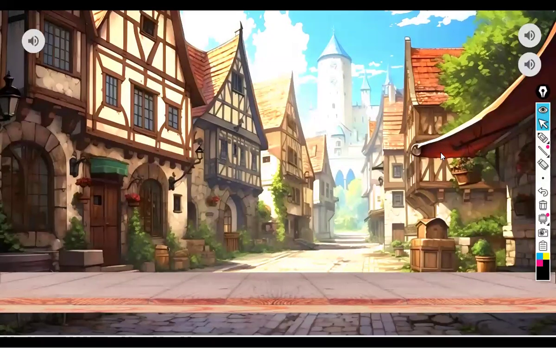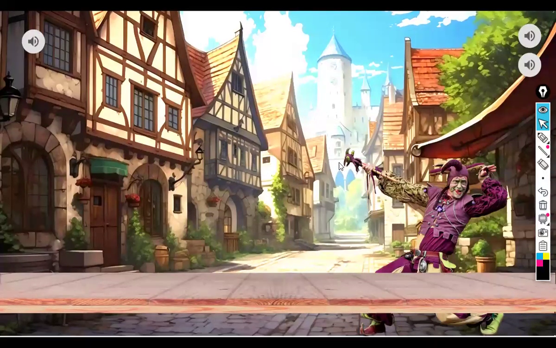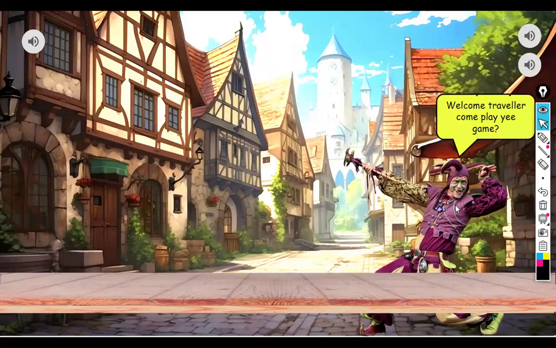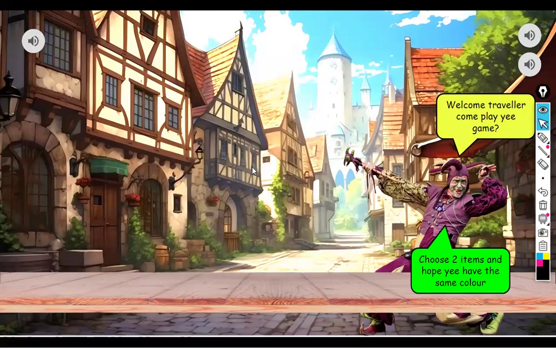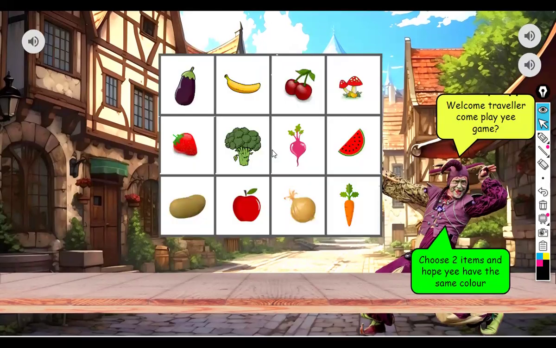Right, so it has a little medieval setting, hence the jester at the beginning of class. So let's see what this game is about. This is our host here. Right, so welcome traveler, come play ye game. Choose two items and hope they have the same color. We'll be playing for points today, right? So get a blank piece of paper and you're going to be collecting points today.